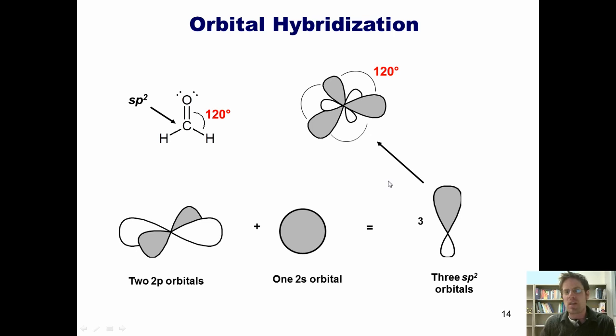So what happened to the third 2p orbital? Where is it? It's right here. It goes above and below the plane of these three individual sp2 orbitals, 90 degrees perpendicular to that plane. That's what an sp2 hybridized carbon center looks like.